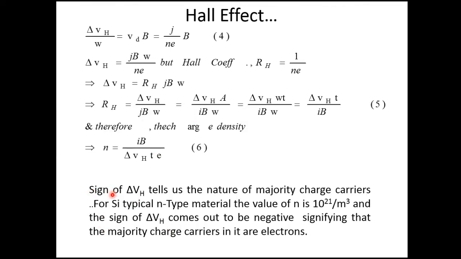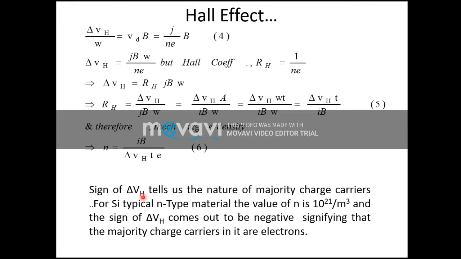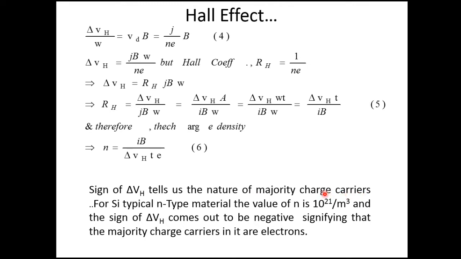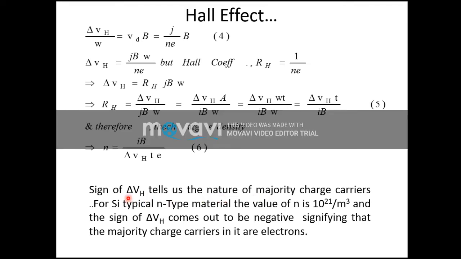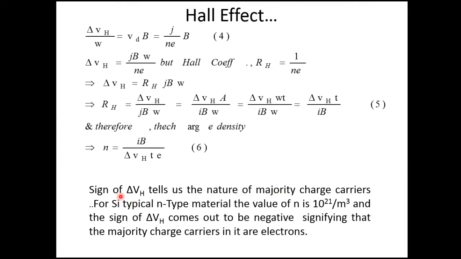Here the most important thing is that the sign of delta VH tells us the nature of majority charge carriers. Whatever sign of delta VH comes, it will tell you whether the majority charge carriers inside this material are electrons or holes. So if you are getting a plus sign, it means that the majority charge carriers are holes. If you are getting a negative sign, it means that the majority charge carriers are electrons. Okay, so this is a very important point.